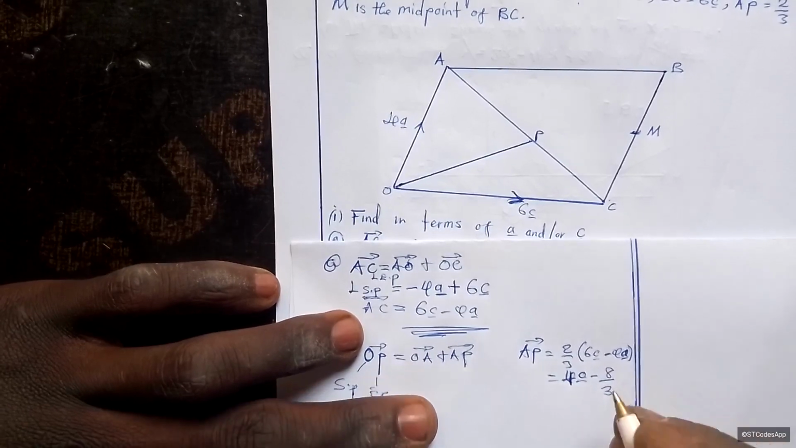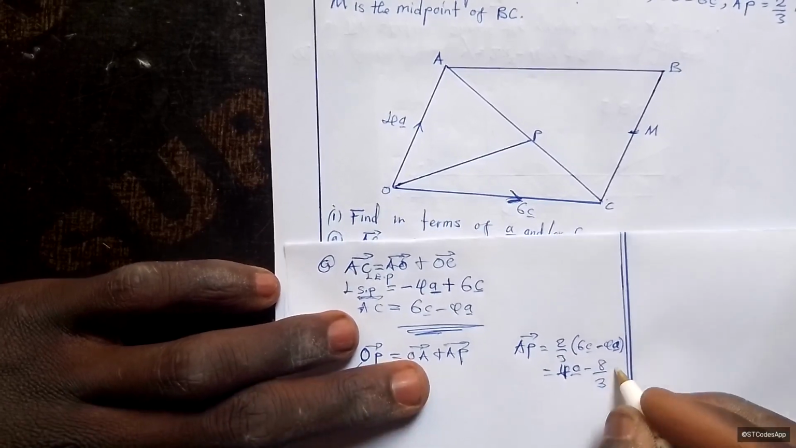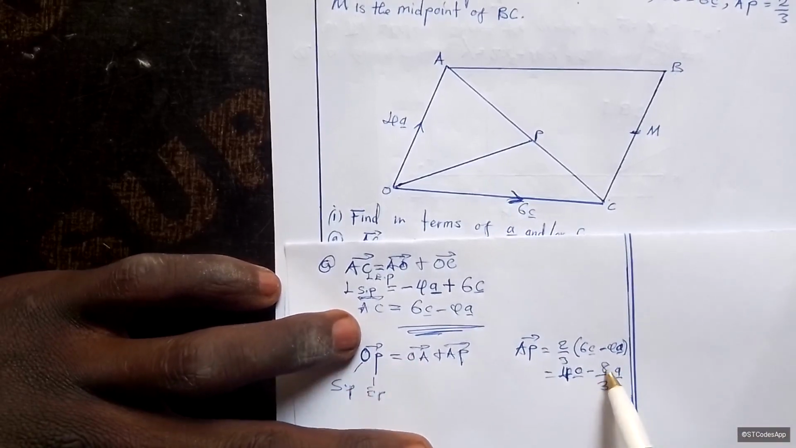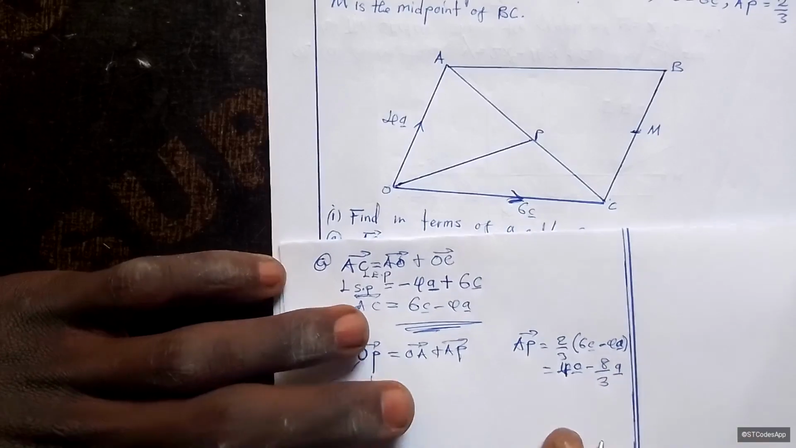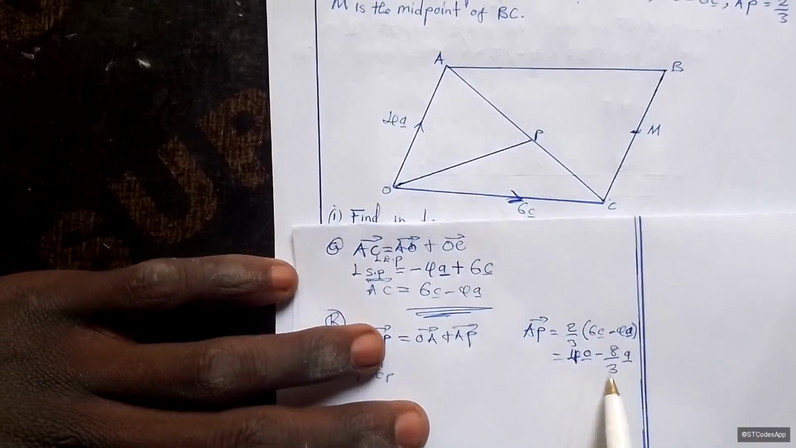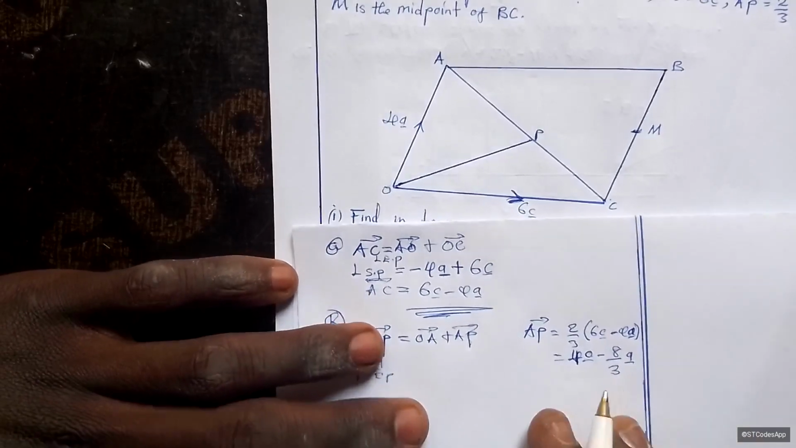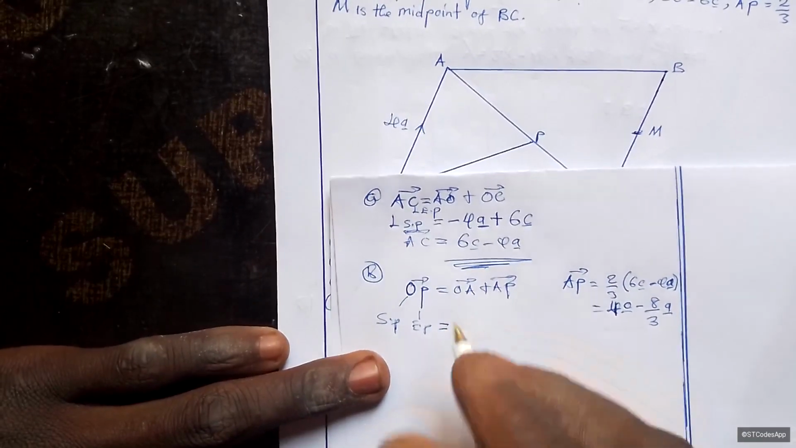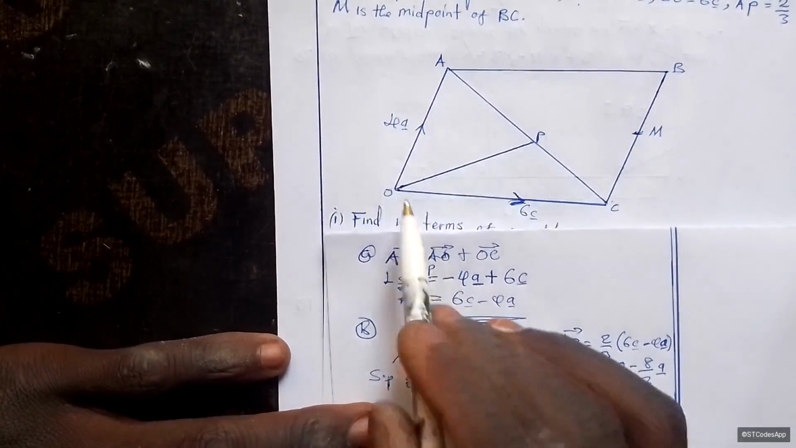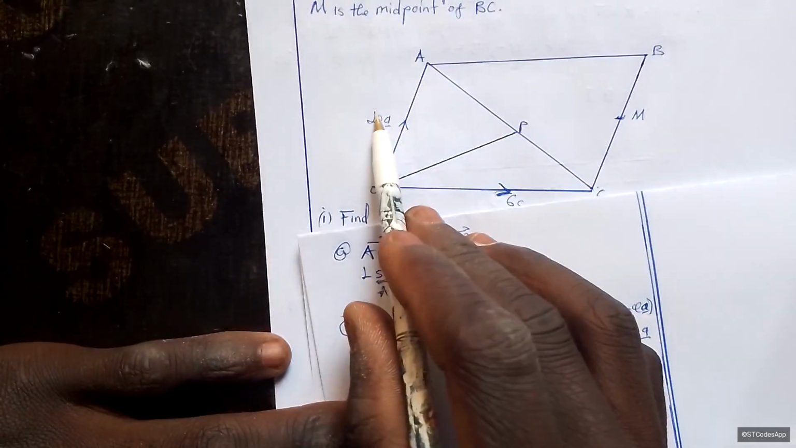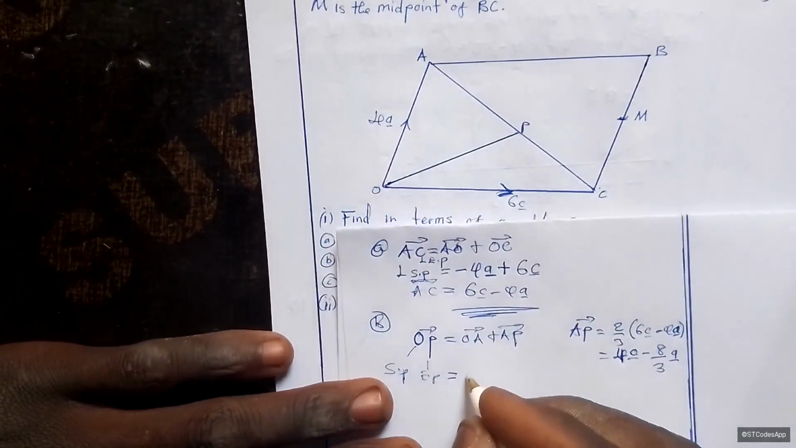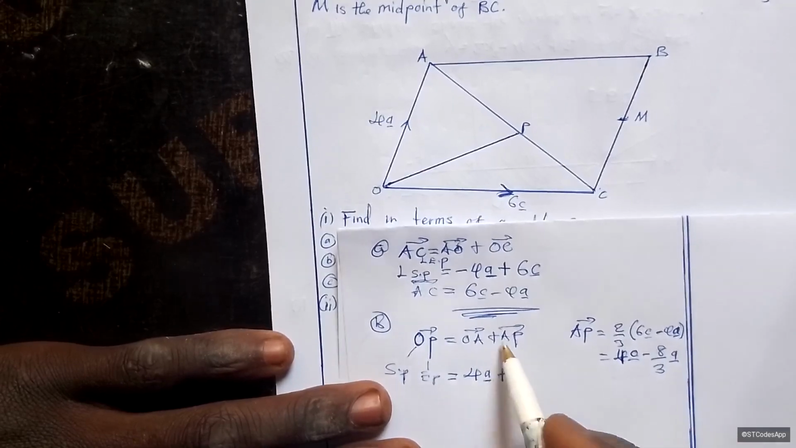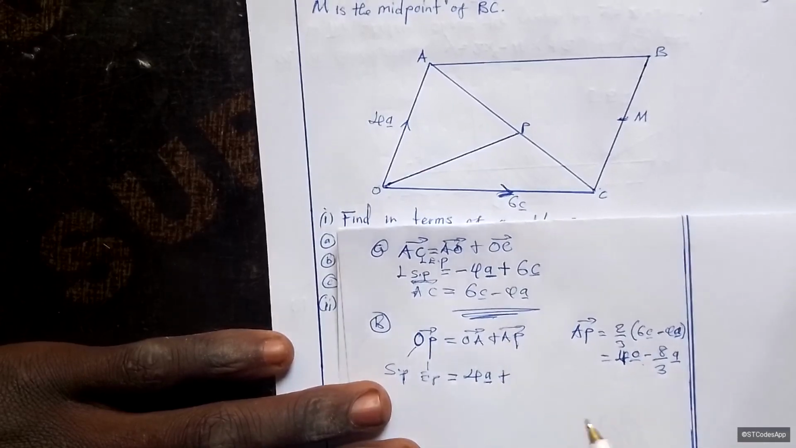Now, as for vectors, they exist independently, so I'm going to say a vector. Don't put your vector on top here. So this one here is going to be my AP. Now I'm going to say OP is equal to, what is our OA? Our OA here is 4a vector. So I'm going to say 4a vector plus, what is our AP? Our AP is this one.